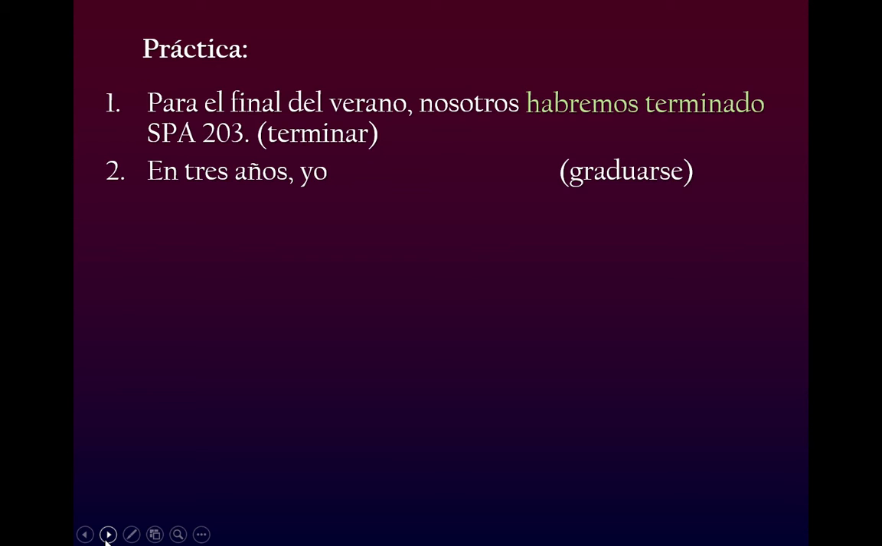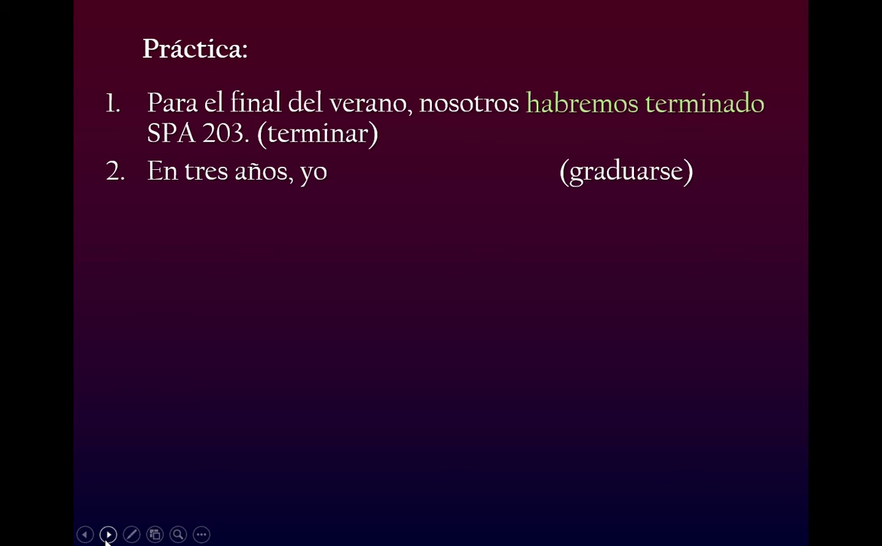So we want to take the verb graduarse and we want to use it in future perfect. Ahora, este es un verbo reflexivo. This is a reflexive verb. Whenever you conjugate a reflexive verb, remember you have to take the se off the end and change it to match the subject. Well, the subject here is yo, so the se will have to come off the end of graduarse and change to me.